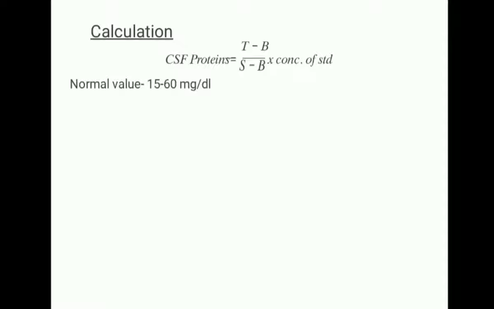Talking about the calculation, CSF protein can be estimated by the absorbance of test divided by the absorbance of standard, multiplied by the concentration of the standard. The normal value lies between 15 to 60 mg per dl.